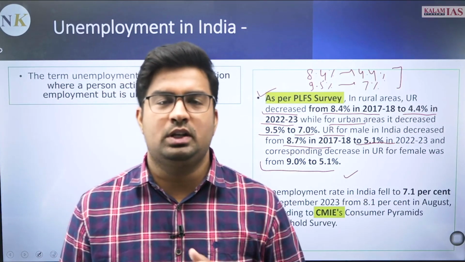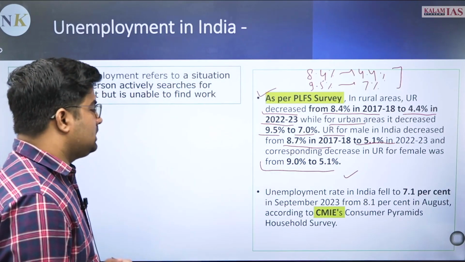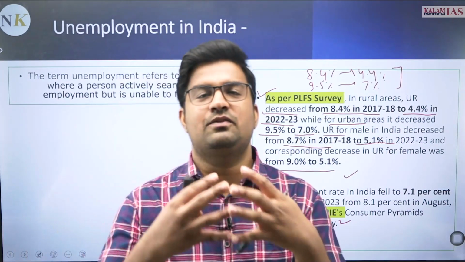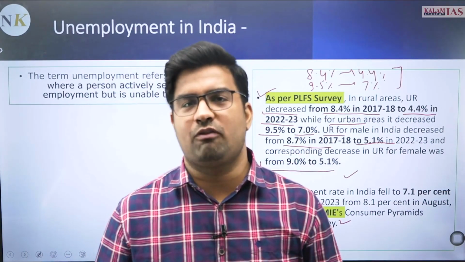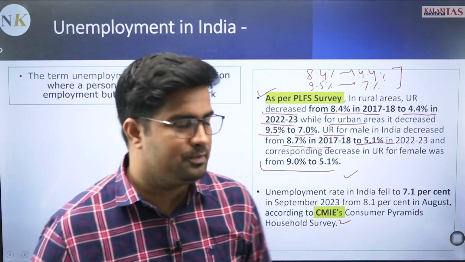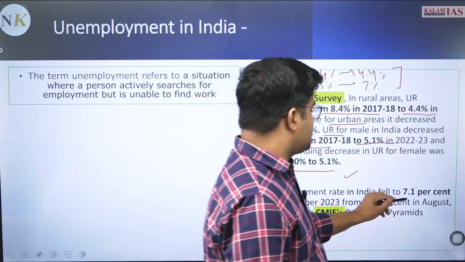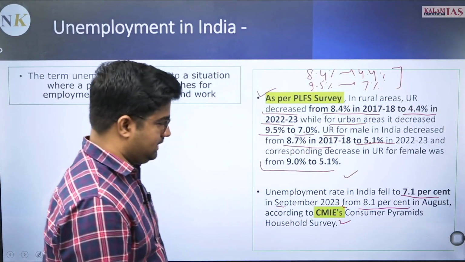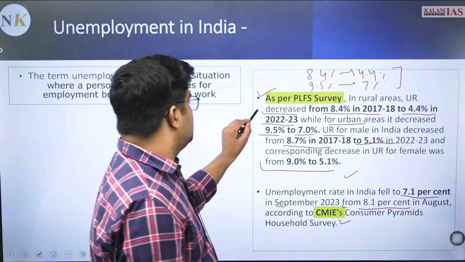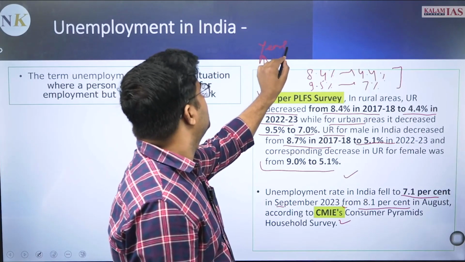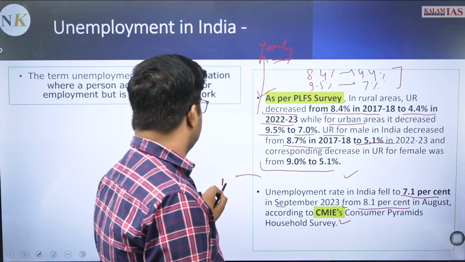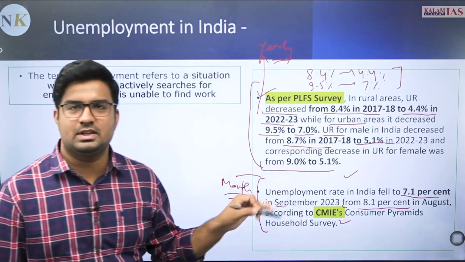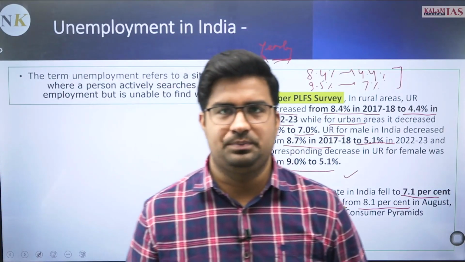Along with it, there is another body which gives the unemployment rate in India, that is the Centre for Monitoring Indian Economy. And based on the discussions, we will see the negative correlation between two important surveys related to unemployment. The unemployment rate in India fell to 7.1% in September 2023 from 8.1% in August. So there is a small difference. This is a yearly survey, happening on an annual basis, and this is done month wise. But again, there are certain issues with both the surveys that we will be discussing further.